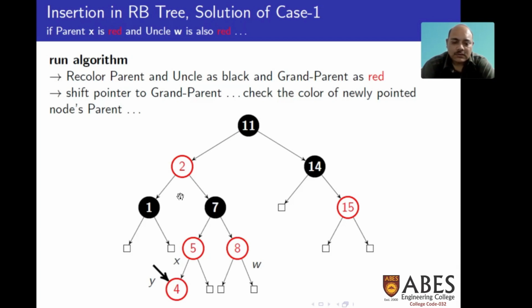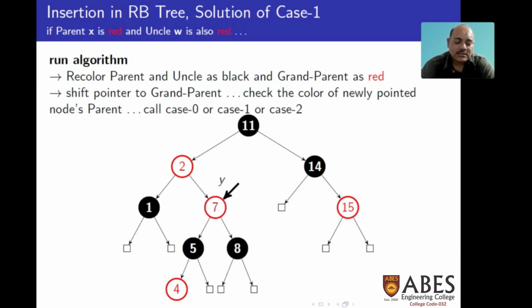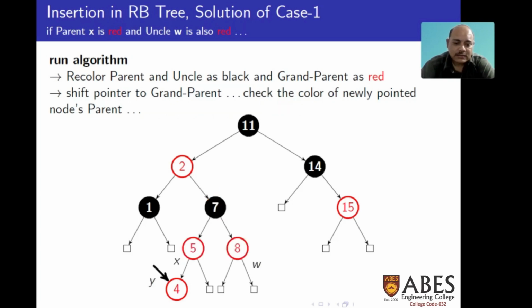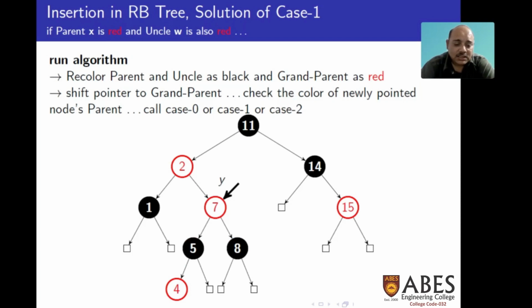So how will we resolve this case? This is the way. That means 5 and 8 were red, 7 was black. We will shift the color. 5 and 8 will now be black and 7's color will be red, and we will put the pointer over here. Now, because 7 has the pointer, again we will ask the same question: whether the parent exists. If the parent exists, what is the color? If the parent color is not black, then what is the color of the uncle? And accordingly case 2 or 3 may be there. So let me ask the same question.